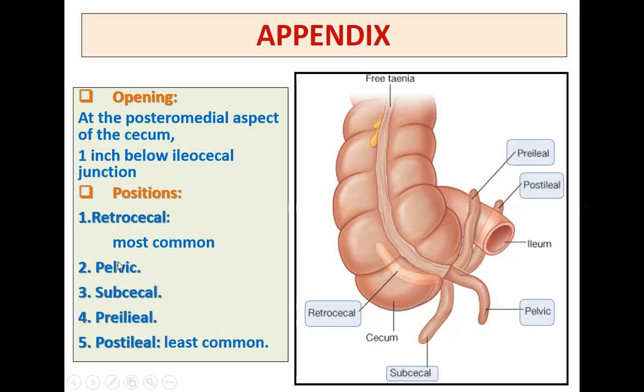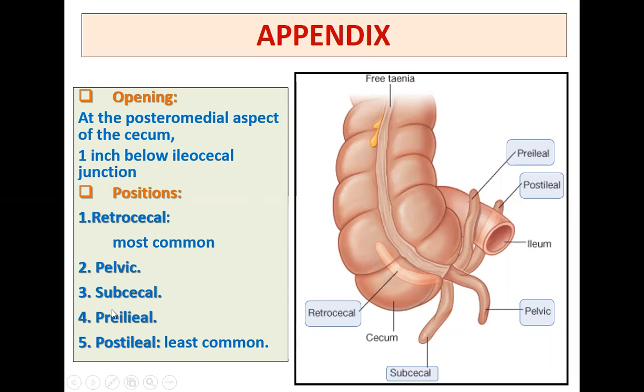One is called the pelvic position, which is directly tracing towards the pelvis, so it is called the pelvic. Then subcecal. Sub means below the cecum. This is called the subcecal.